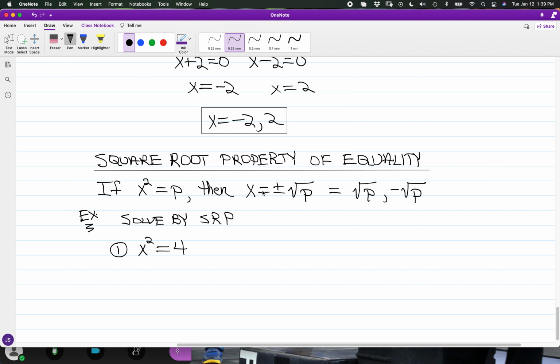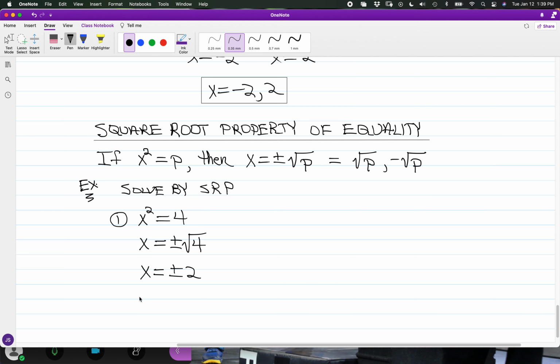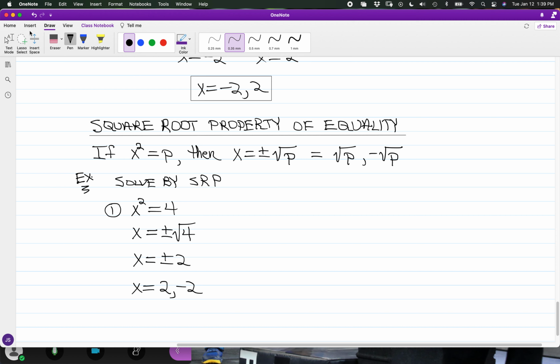And if I go from x squared to x, we have x equal to plus or minus the square root of p. So that would be plus or minus the square root of 4. And the square root of 4 is going to be 2, so I have x is equal to plus or minus 2. And so we have two possible values for x. Once again, you have positive and negative 2. Same result as what we had just moments ago.